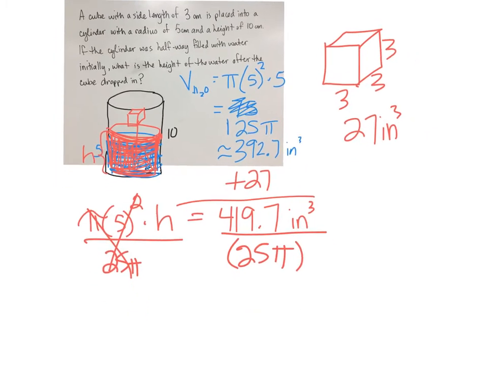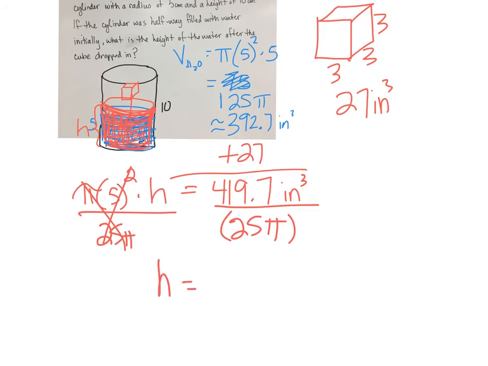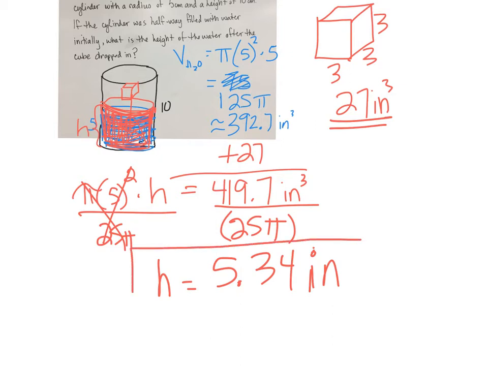That is a height of 5.34 inches. So this 27 cubic inch cube raised that water just 0.34 inches. Because it used to be 5 inches, now it's 5.34 inches. Wonderful.